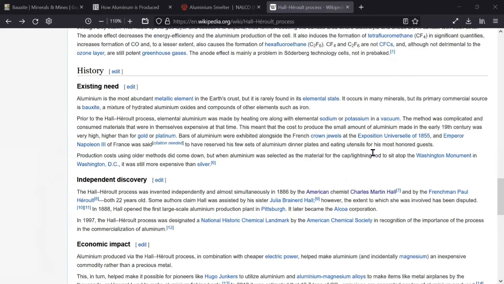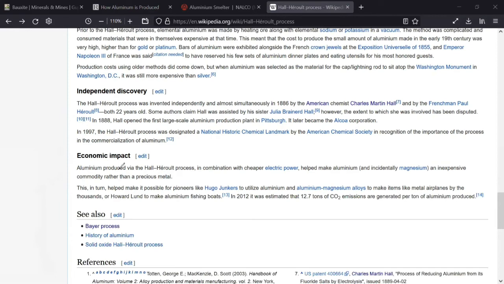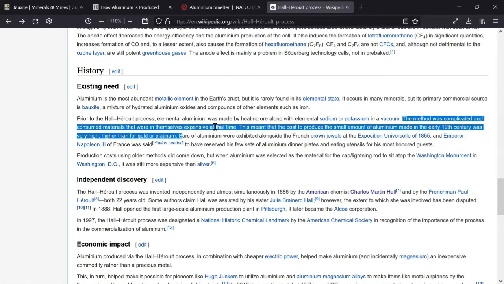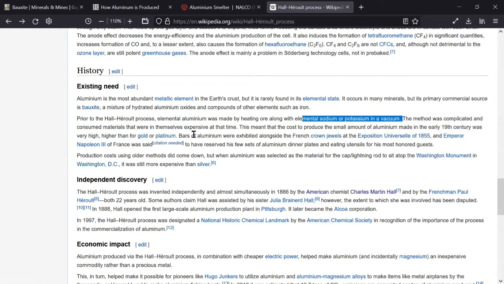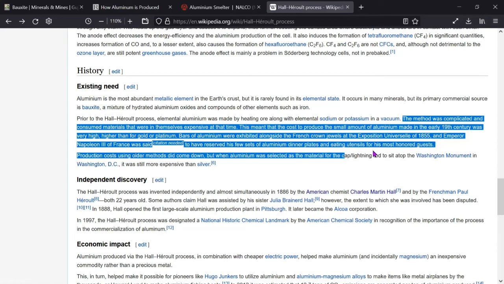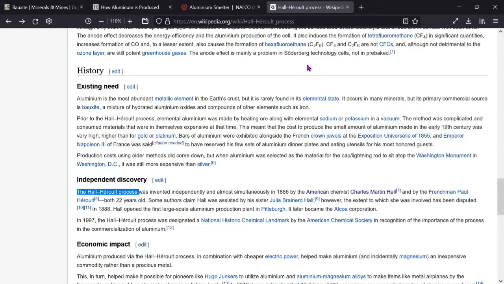There is another very interesting point. Aluminium produced via the Hall-Heroult process, in combination with cheaper electric power, helped make aluminium an inexpensive commodity rather than a precious metal. So at one time, aluminium used to be a precious metal. Have you understood? Yes. The earlier method was complicated and consumed materials that were themselves expensive. This means the cost of producing aluminium was very high, higher than gold or platinum. Bars of aluminium were exhibited along with French crown jewels at the Exposition Universelle. An emperor was said to have reserved his few sets of aluminium dinner plates and eating utensils for his most honored guests. So this is how expensive aluminium used to be at one time. But after this process, the cost came down drastically.